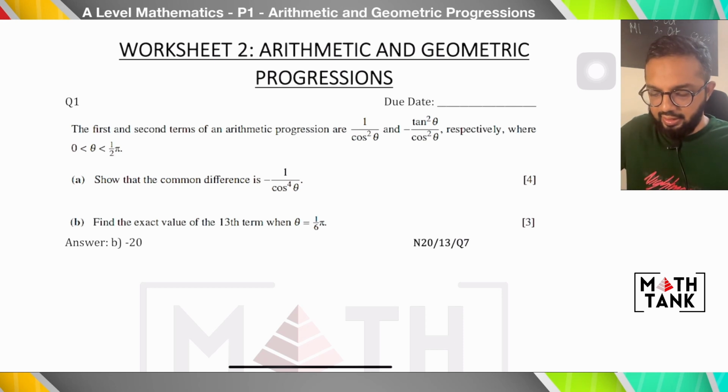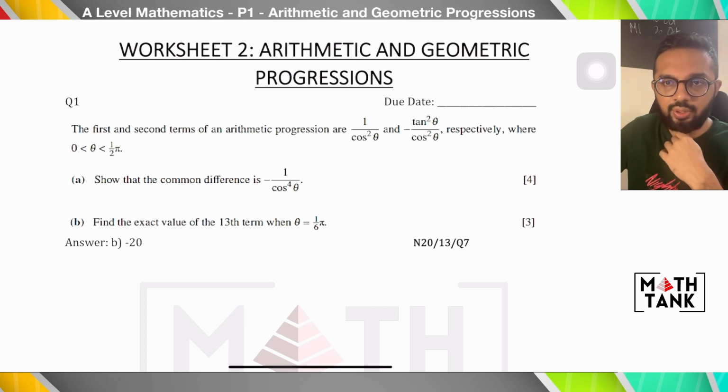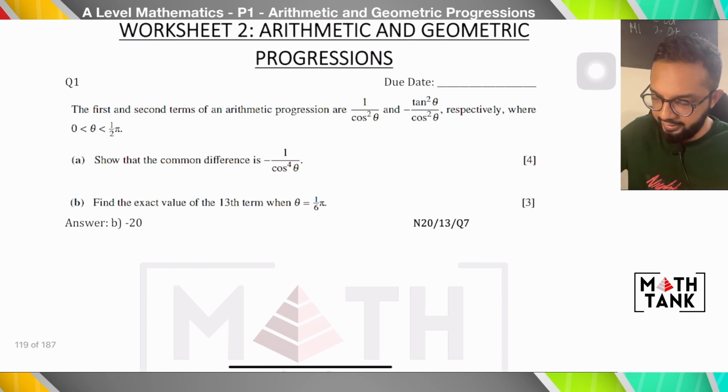It says the first and second terms of an arithmetic progression are 1 over cos square theta and minus tan square theta over cos square theta respectively. Show that the common difference is minus 1 over cos to the power 4 theta. Now, if you haven't done trigonometry already, you will have to do trigonometry in order to understand this. So I'm going to solve this.